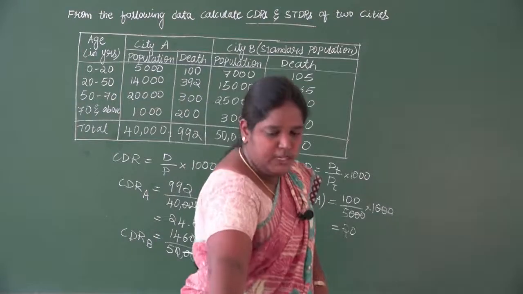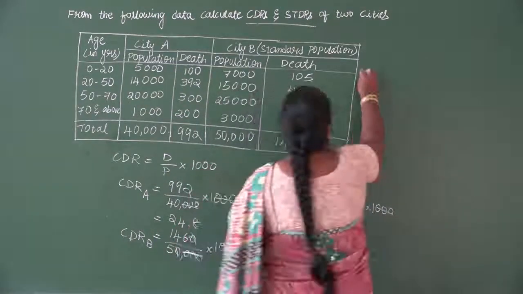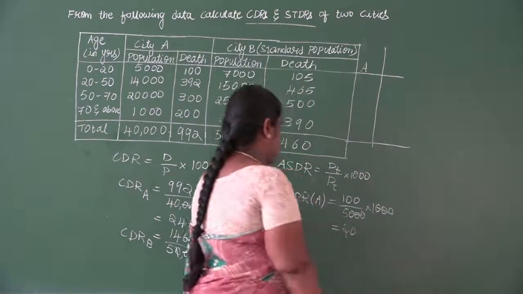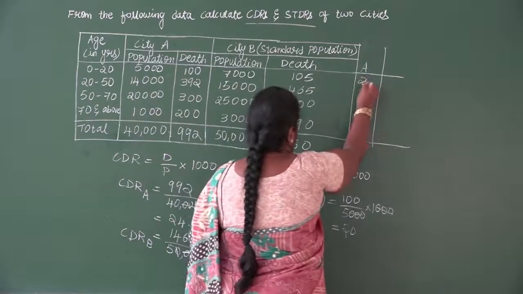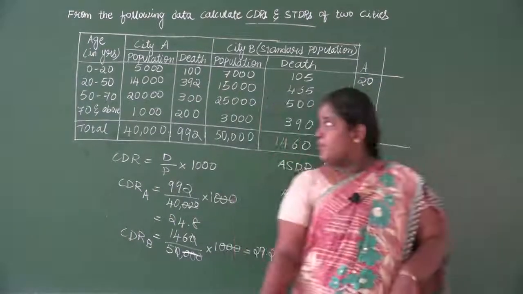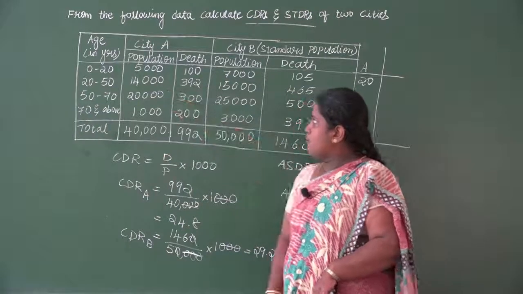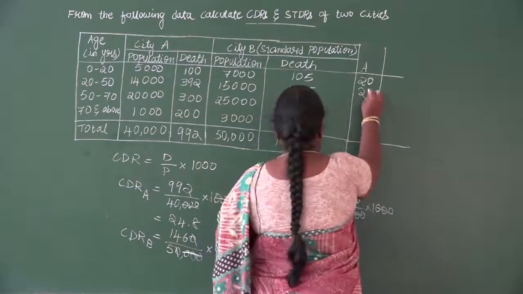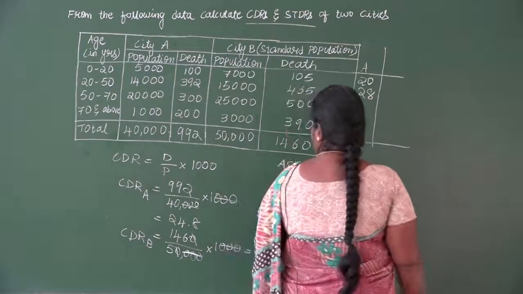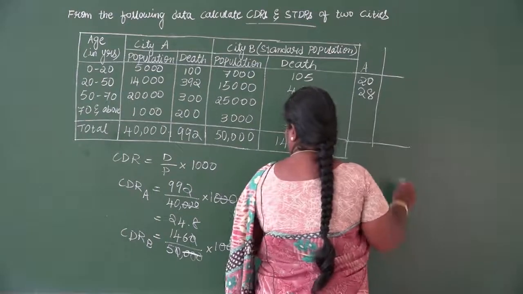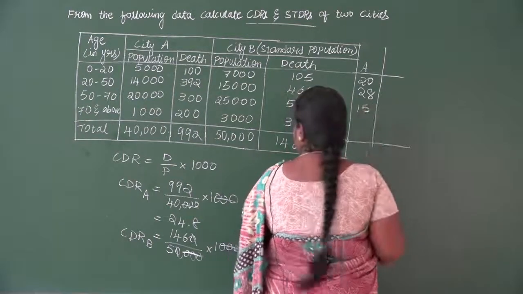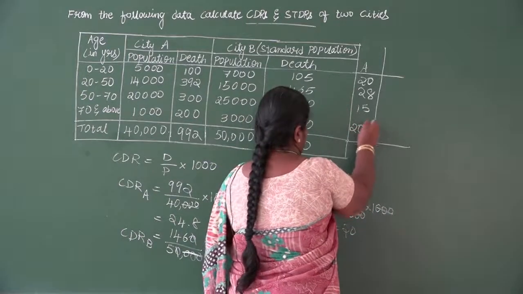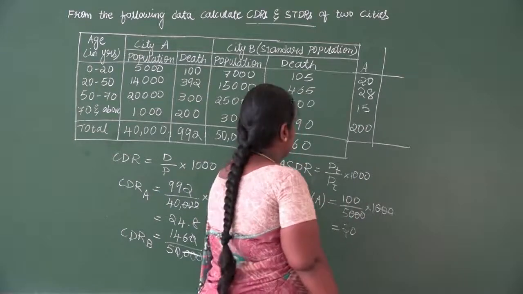So make the column ASDR equals A and mention that. So here itself I am making that column. So ASDR of A, first value is 20. Then write the next value, 392 divided by 14,000 into 1000, which is 28. The next, 300 divided by 20,000 into 1000, is 15. And the last one, 200 divided by 1000 into 1000. So 1000 and 1000 will get cancelled. We'll be remaining with 200.